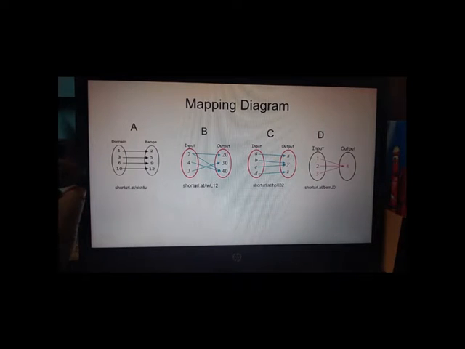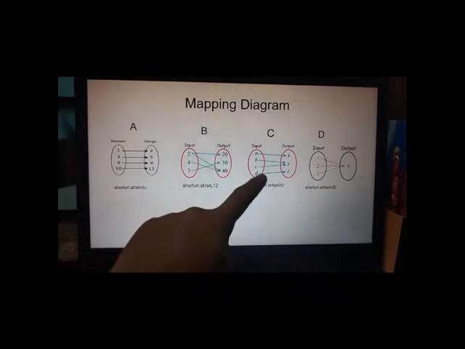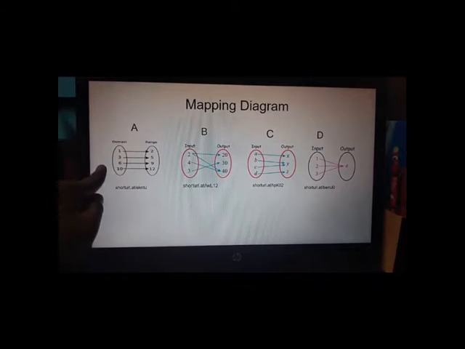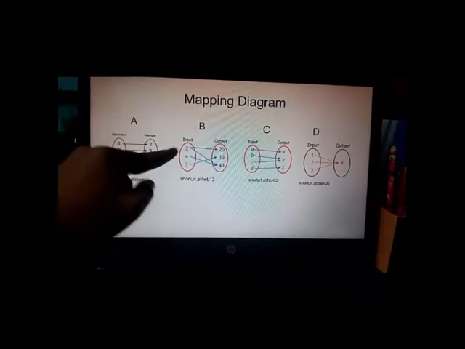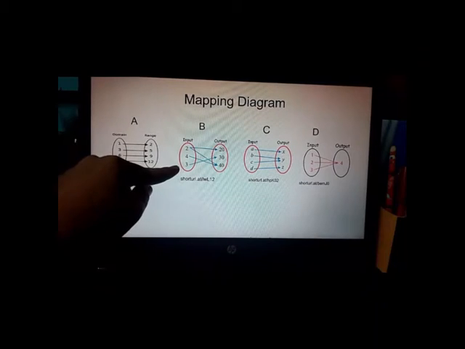How about through a mapping diagram? We have A, B, C, D. This one. Is this a function? Yes, this is a function. This is a one-to-one correspondence. 1 has a value of 2, 3 has a value of 5, 6 has a value of 9, 10 has a value of 12.